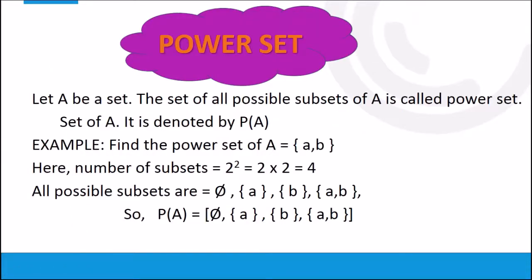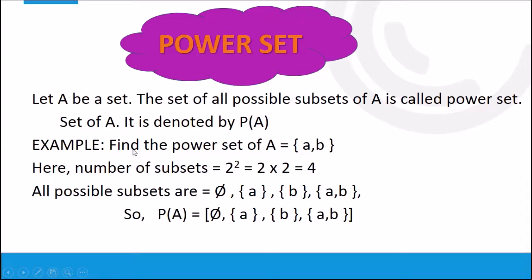Now come to the power set. Let A be a set. The set of all possible subsets of A is called the power set. The power set of A is denoted by P(A). P stands for power and A is the name of the set. Understood? Now an example has been given to you.